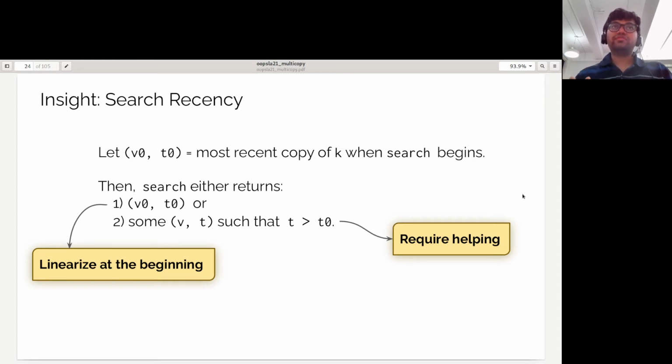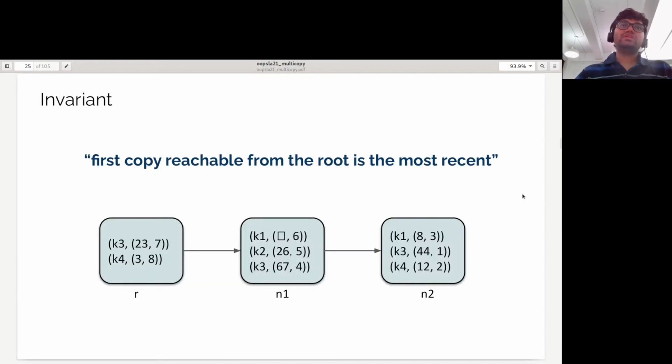Now, without going into that proof at this moment, the reason why the multi-copy structures are linearizable is because of search recency. So let's look into why search recency holds true for multi-copy structures. The main reason is an invariant maintained by the multi-copy structures. The invariant says that the first copy for any key that is reachable from the root node is also the most recent copy of that key.